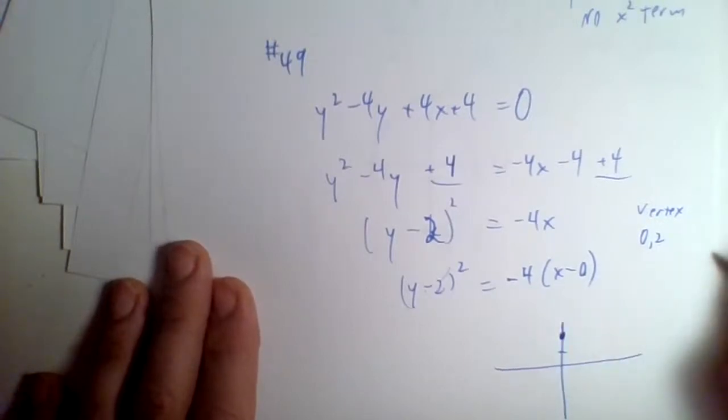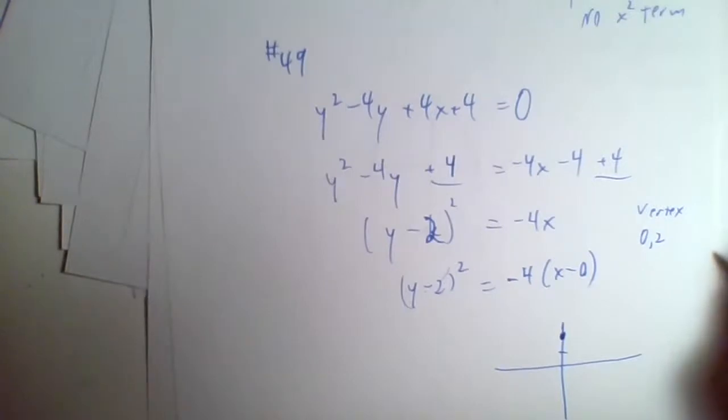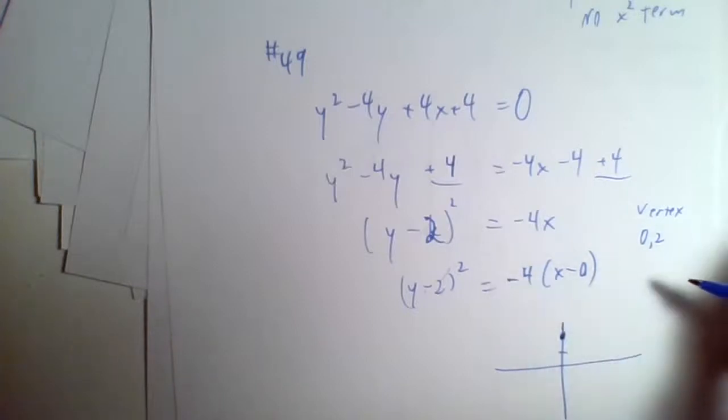It's not going up or down in this. It's a y squared, so it's going to the side. The minus out here means it's opening to the left.